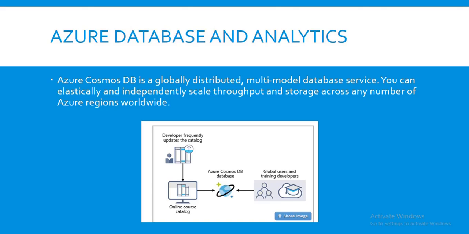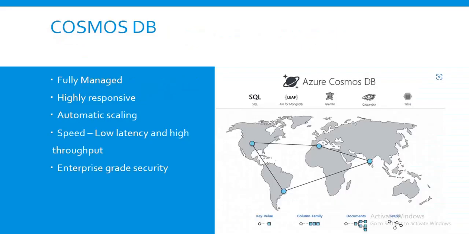And it's also NoSQL. That means it's not a traditional relational database with a schema; it is a non-relational database. So Cosmos DB is fully managed, highly responsive, and has automatic scaling. That means you can scale in and scale out based on the load, and it also offers speed, low latency, and high throughput. It also has a lot of enterprise security features which come out of the box.